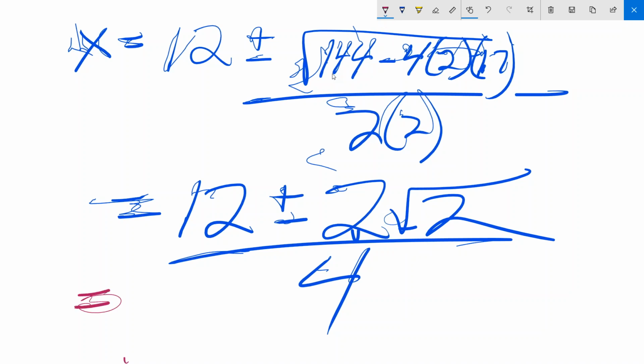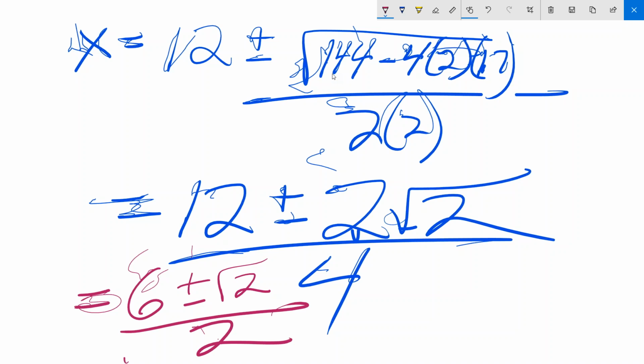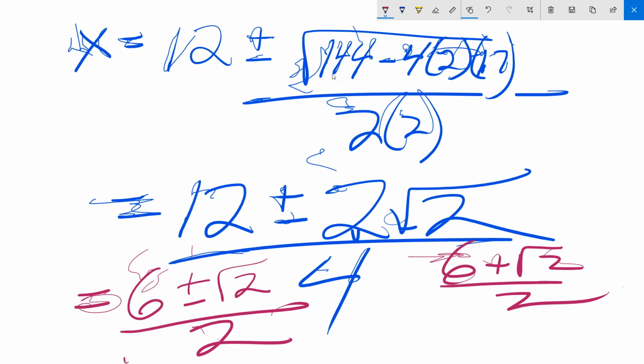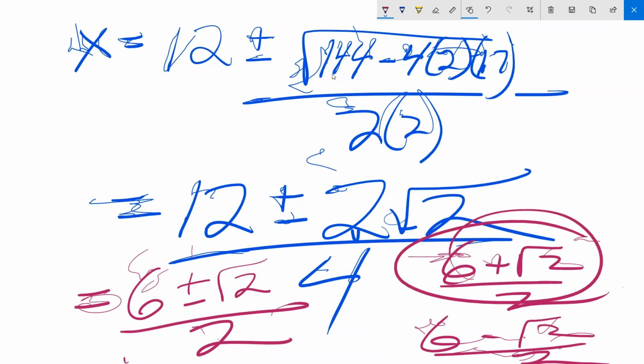If you divide top and bottom by 2: 6 plus or minus 2 root 2. The 2 goes away. If I'm dividing by 2, that becomes a 1. Divided by 2. Okay, that's your answer. It cannot be simplified further. It's actually 2 different answers. Here's one of them: 6 plus root 2 divided by 2, and 6 minus root 2 divided by 2. Those are your 2 solutions.